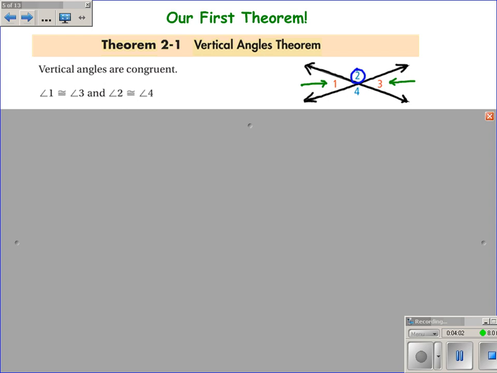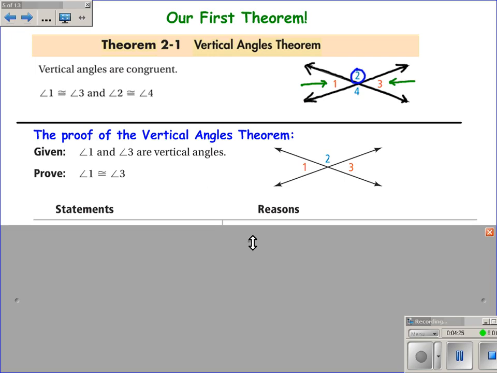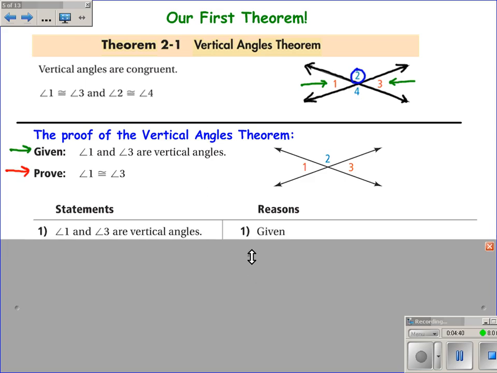So looking at angles 1, 2, and 3, we may notice that angles 1 and 2 are a linear pair, and so they're supplementary. And angles 2 and 3 are a linear pair, so they're supplementary. So we'll kind of head in that direction, and we'll see if we get to where we need to be. Like I mentioned before, the format of the proof, we have a given statement. We're given that angles 1 and 3 are vertical angles, and our goal is to prove that angles 1 and 3 are congruent. Our first statement is always the given statement, and the reason for that is it's given.